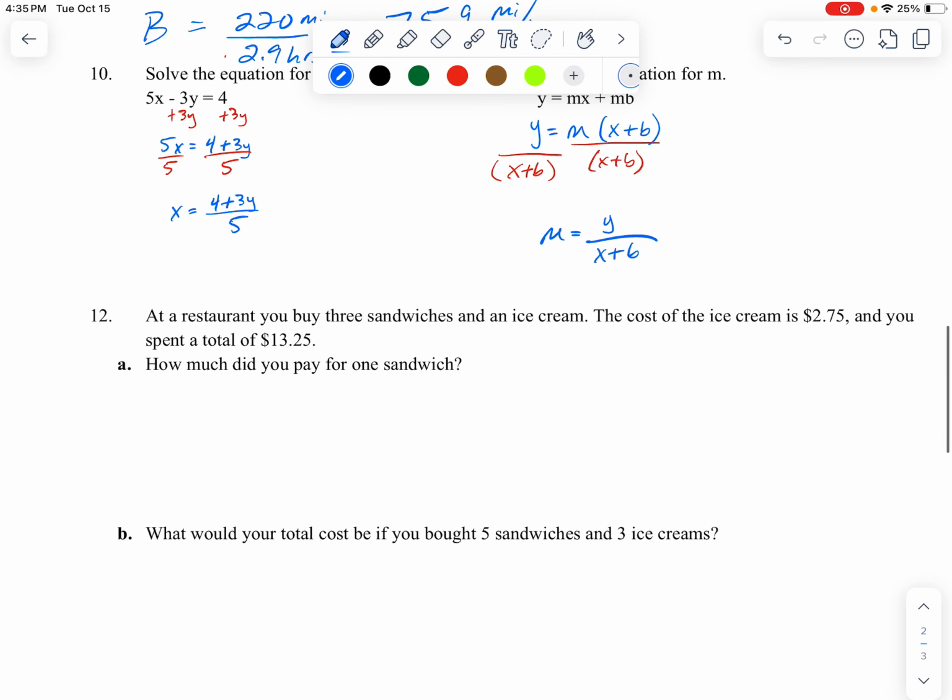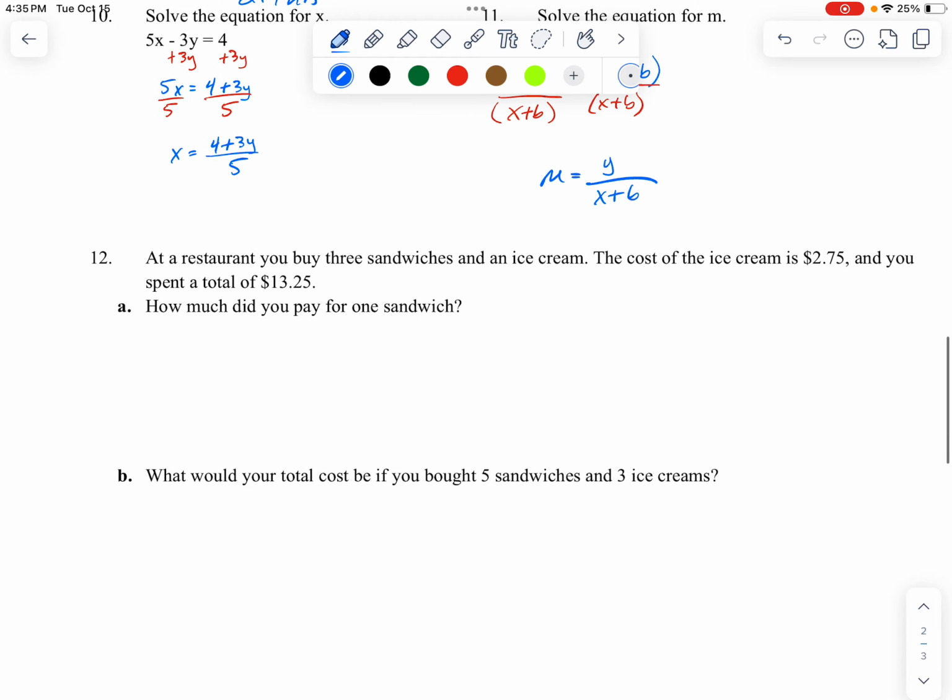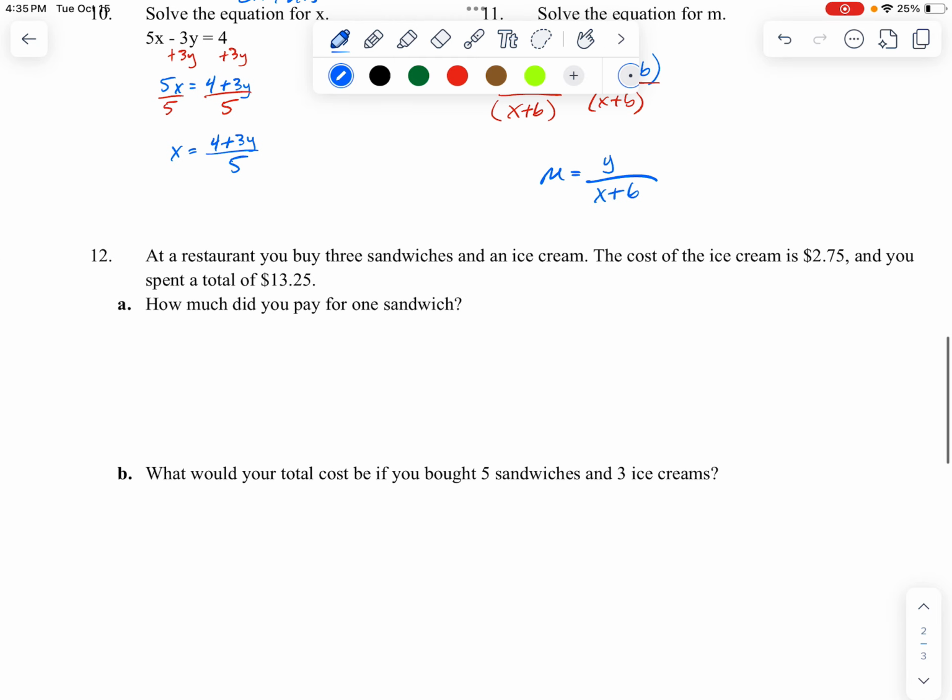All right, final question. At a restaurant, you buy 3 sandwiches and an ice cream. The cost of the ice cream is $2.75, and you spent a total of $13.25. So we need to set up an equation. We've got a couple questions down below, but I'm just going to try to set something up first just to understand what's going on. And this is what you're always going to want to do with these types of problems. Just set up an equation to help you figure out what is going on.